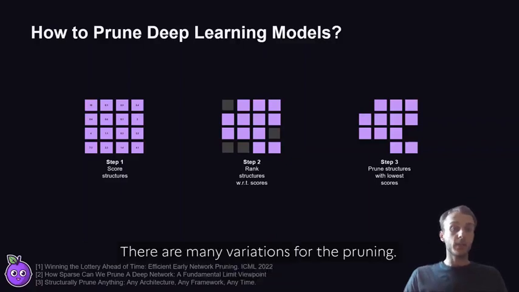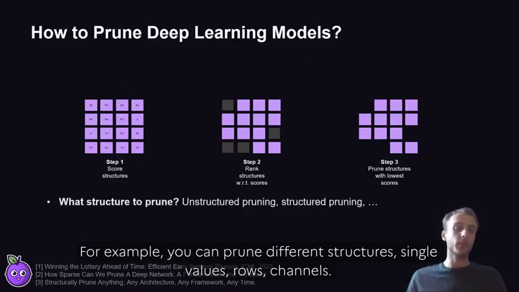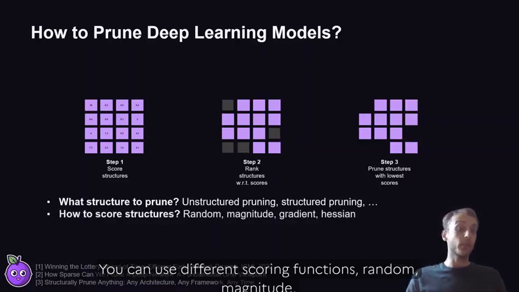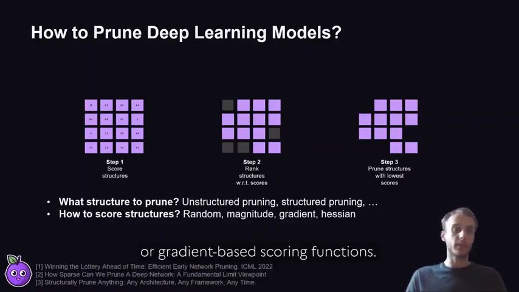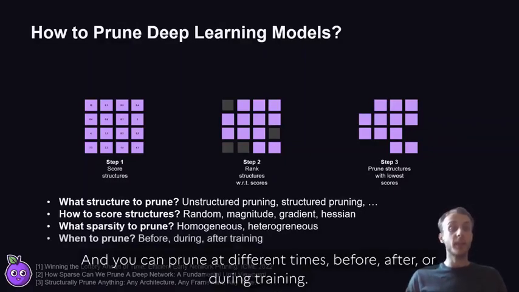There are many variations of pruning. For example, you can prune different structures: single values, rows, channels. You can use different scoring functions: random, magnitude, or gradient-based scoring functions. You can prune at different sparsity, 50%, 60%, and you can prune at different times, before, after, or during training.